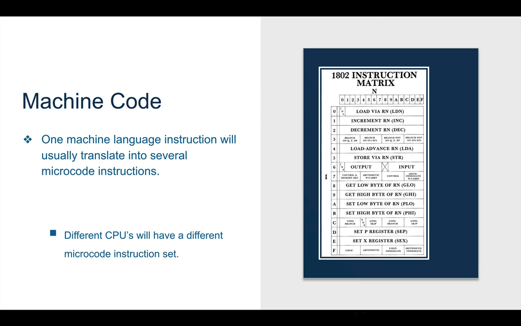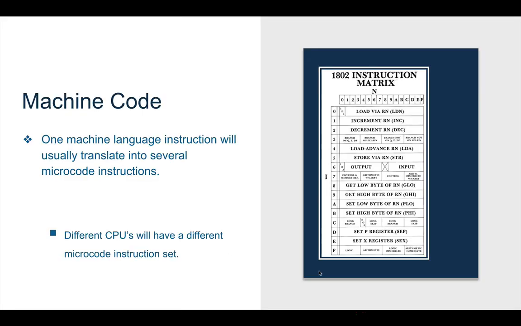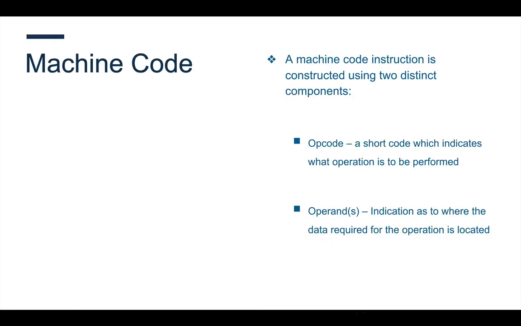One machine language instruction will usually translate into several instructions. So the CPU contains a set of permanent instructions for how to do stuff, but one machine language instruction will usually translate into several little tiny instructions. Okay, and different CPUs will have different ways of handling machine code.